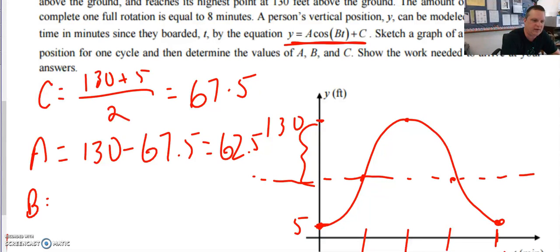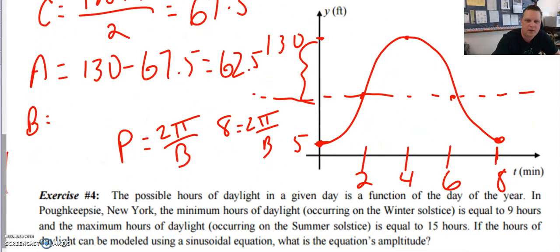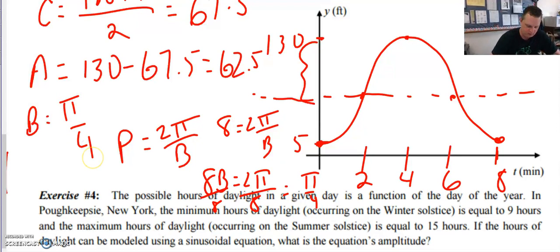Now the B, you want to find the B, just like we did in the previous one. Period is 2 pi over B. We know the period is 8, so we have 8 equals 2 pi over B. Let me lower this a little bit. And we cross multiply. We have 8B equals 2 pi. Divide by 8, and I get pi over 4. And that is my B, pi over 4. So they just wanted to determine the values of A, B, and C, and there you have it.